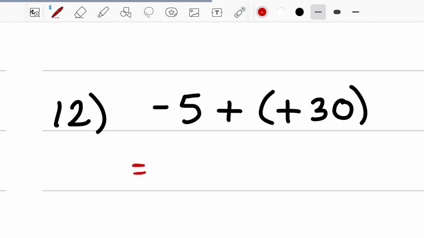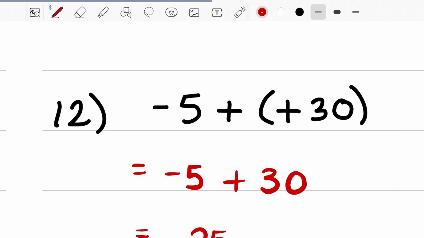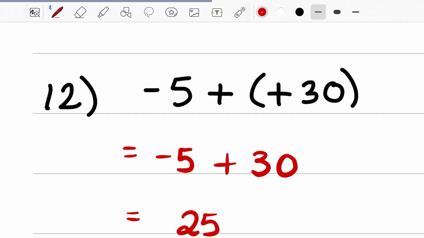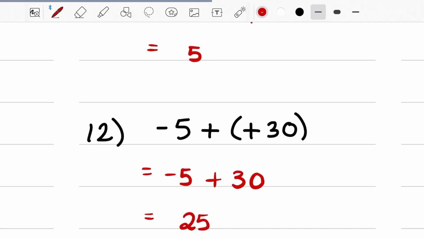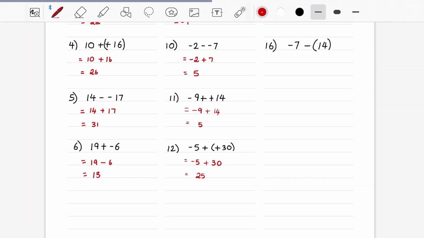For number 12, we have minus 5 plus 30. So the plus just simplifies to 1 plus. Then we have minus 5 plus 30. Again, the signs are different, so we subtract: 30 minus 5 is 25. And the bigger number 30 is positive in this case.